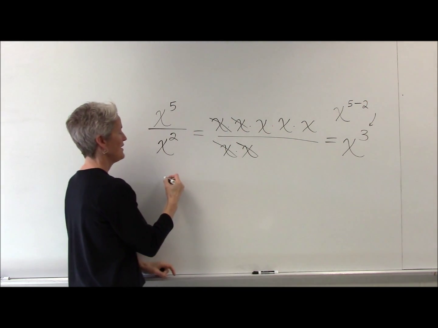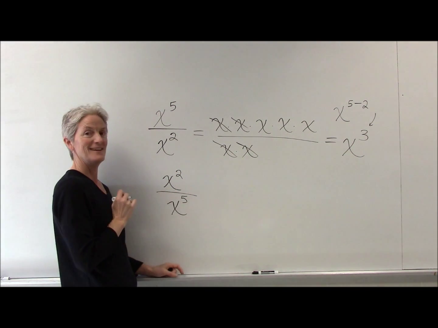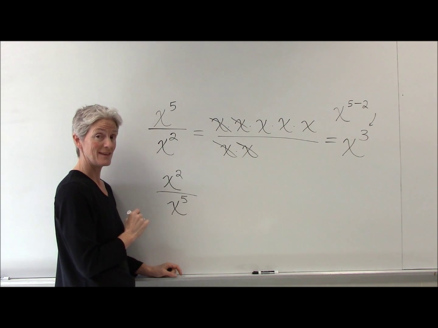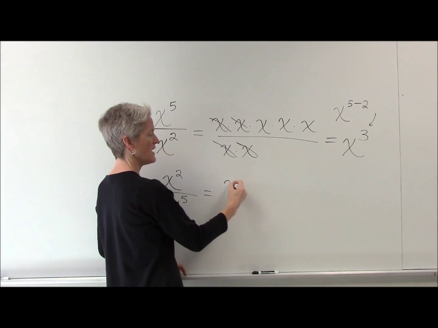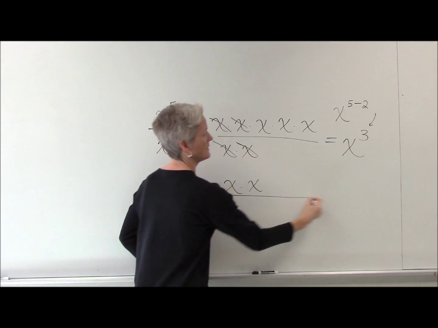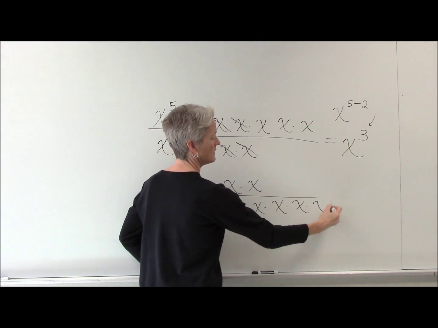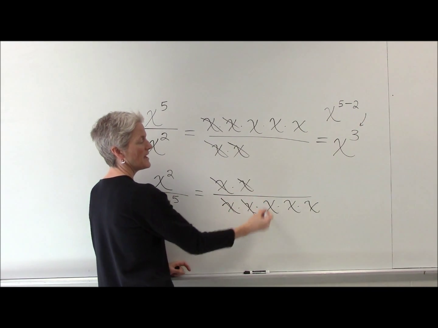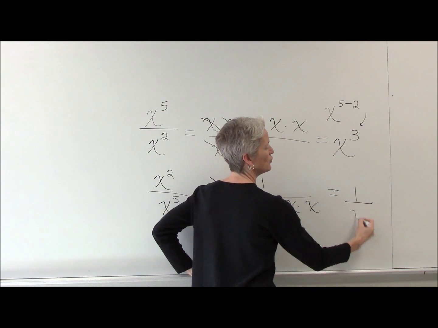All right. I think you can probably see where I'm going with this, Mr. Haas. How about if I have x squared divided by x to the fifth? Well, let's first try it the first way you did it there. I have x times x, and then x times x times x times x times x in the denominator. X divided by x is 1, x divided by x is 1, and I'm left with 1 over x to the third.